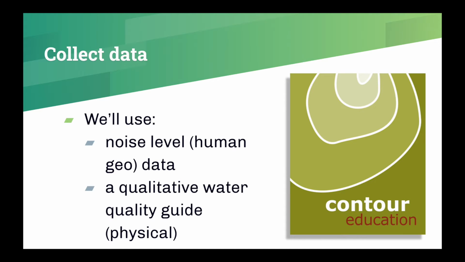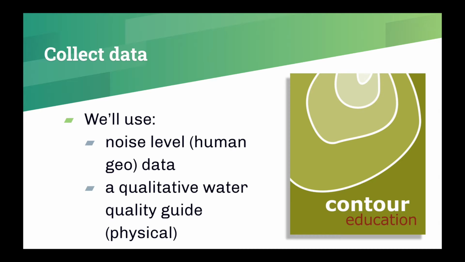Collecting data. Students will collect two types of data representing physical and human spheres of geography. Noise data will represent our human sphere and water quality data will represent our physical sphere. Both these data types can be collected easily and possibly within close proximity to your school.